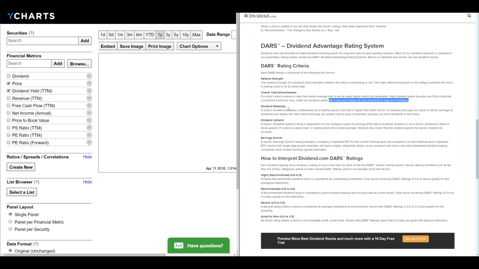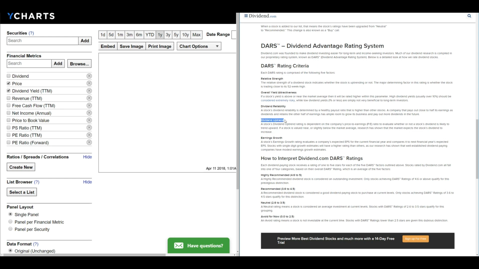Dividend reliability: how healthy is the payout ratio? I like to look for a payout ratio of 60% or less. Some investors like to go 50% or less. Even so, that means that even during downturns, if their earnings get cut close to half, they still have room to grow their business and pay out dividends for the future. They won't slash their dividends, as General Electric has done recently.